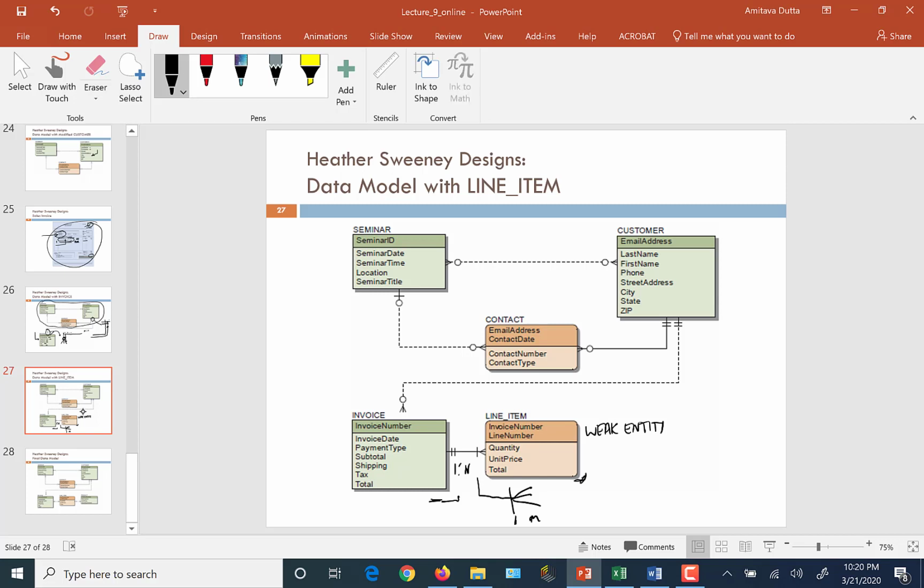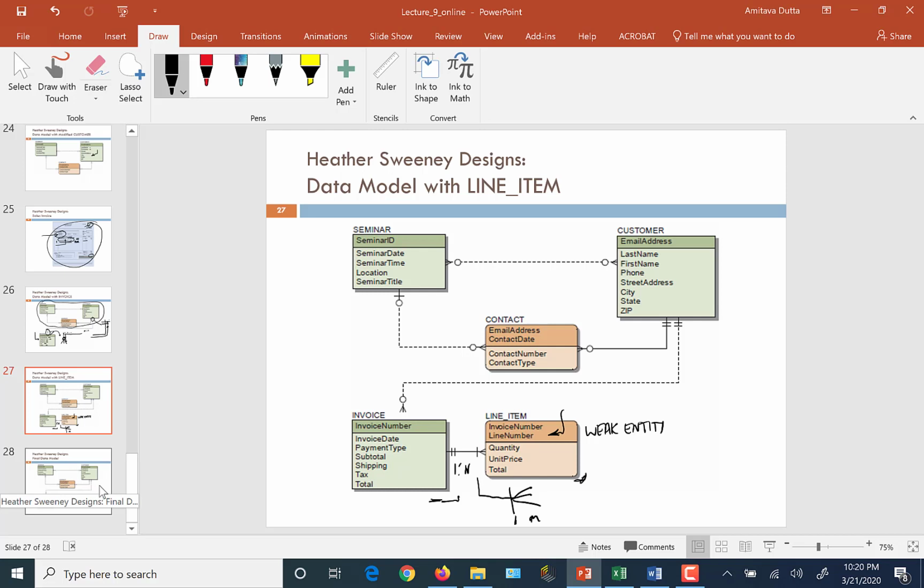And if you look at the identifier for the line item, it's got the invoice number and the line number. So it's a composite identifier. Hence, it's an ID dependent weak entity. That's why the solid line connecting invoice to line item. So I hope you saw where this weak entity called line item came from.